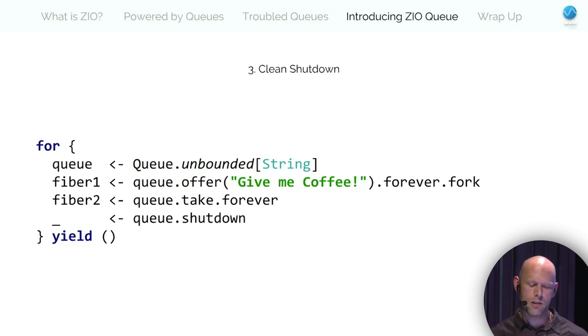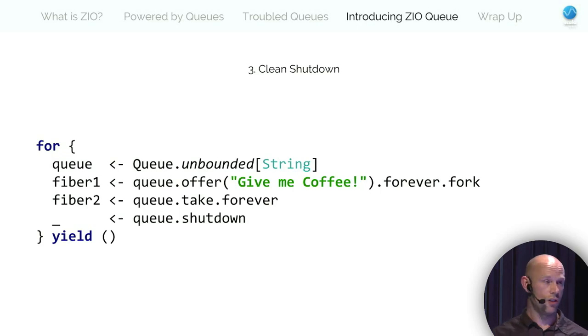Well, IOQueue, because of the capability of interruption, can do something that other queues can't, which is if you shut down a queue, anyone who takes or offers from that queue will be interrupted. That means those fibers are terminated and all resources are safely cleaned up. It's as easy as calling queue.shutdown. It's taken care of, and you have a guarantee that all these stray fibers that were doing work before will be terminated and safely cleaned up once that queue is shut down.